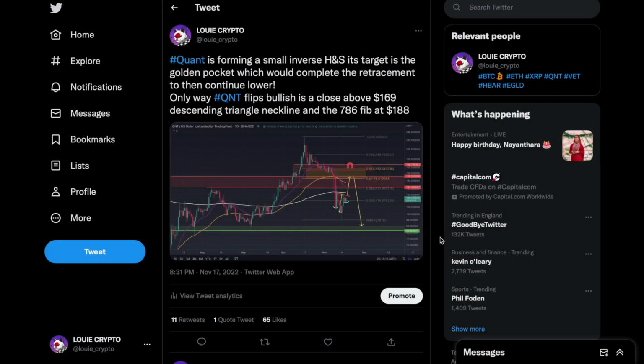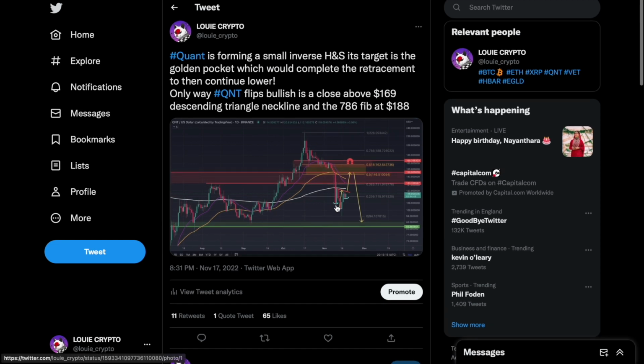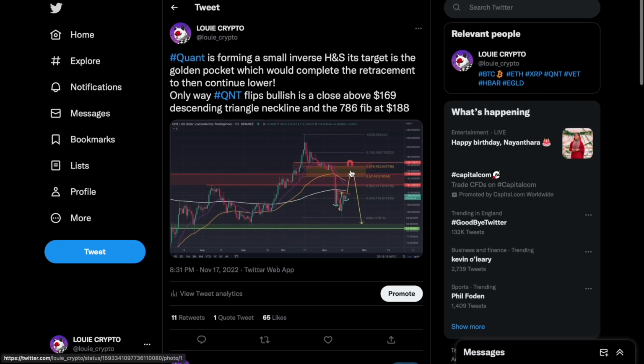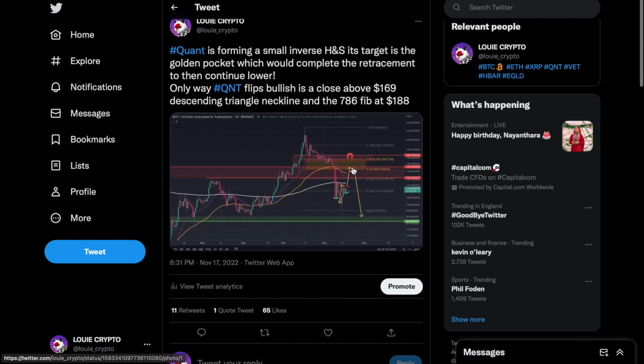Today we'll be looking at Quant on the daily time frame, but first of all, heading over to my Twitter, I made a post saying Quant is forming a small inverse head and shoulders over here. And if it does actually break out and meet its target, it's around 150, 160. If it doesn't meet its target, that target is actually to where this golden pocket is.